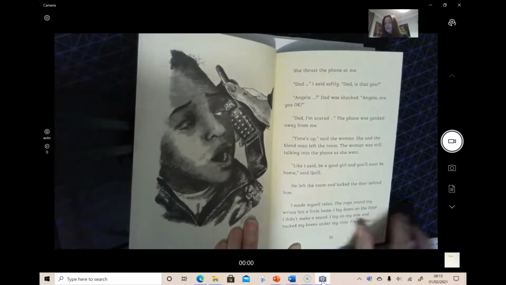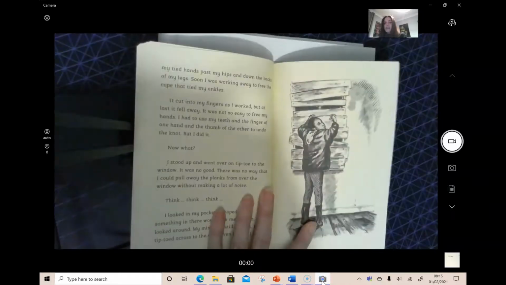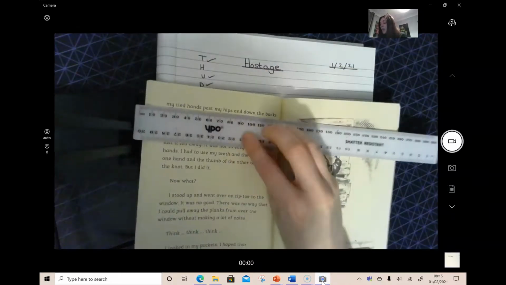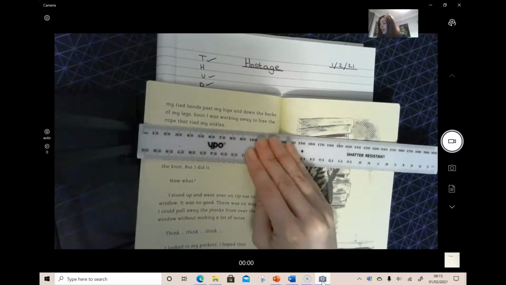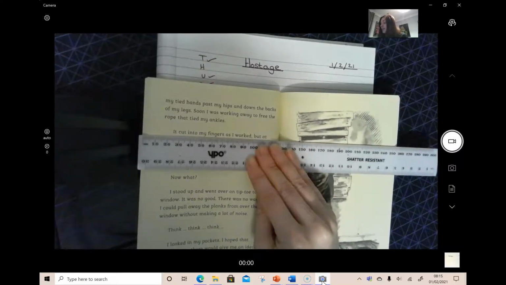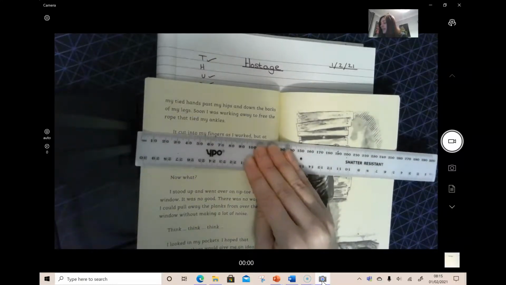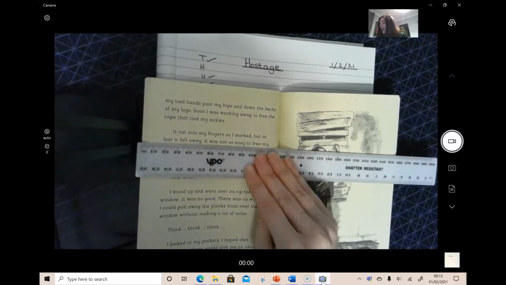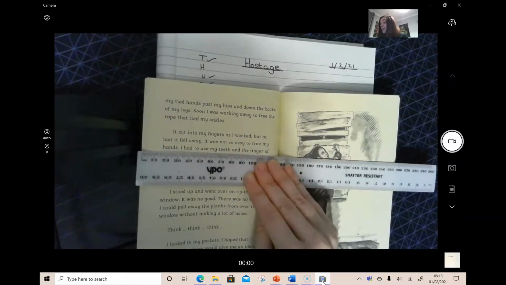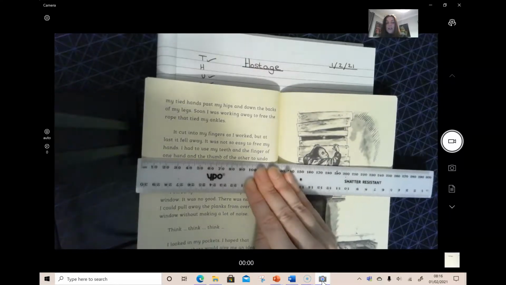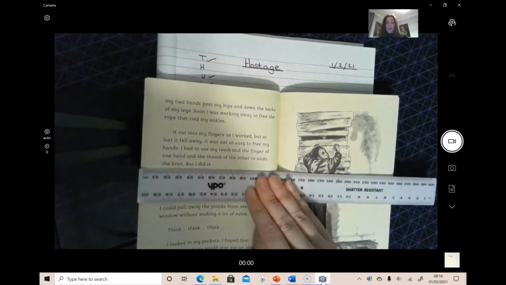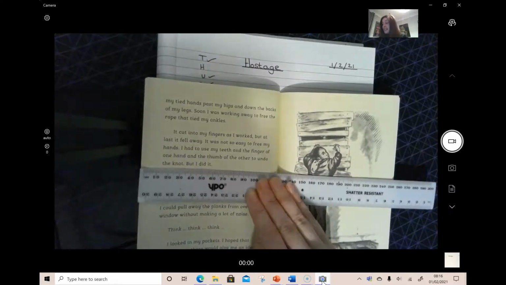I lay on my side and tucked my knees under my chin. Then I slipped. My hands passed my hips and down the back of my legs, and soon I was working away to free the rope that tied my ankles. It cut into my fingers as I worked, but at last it fell away. It was not so easy to free my hands. I had to use my teeth and the finger of one hand and the thumb of another to undo the knot, but I did it.